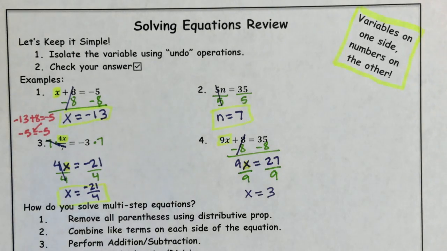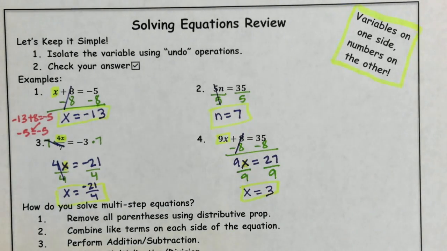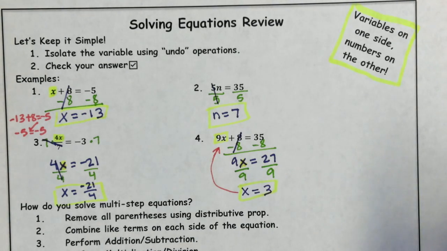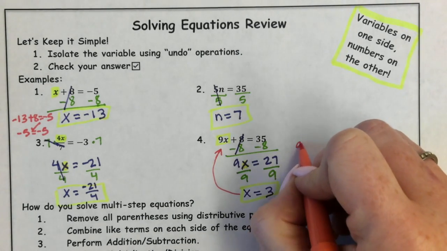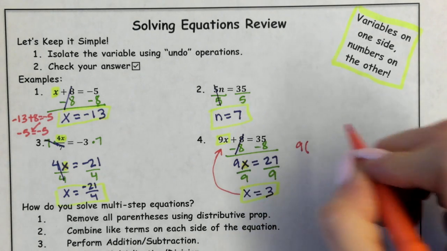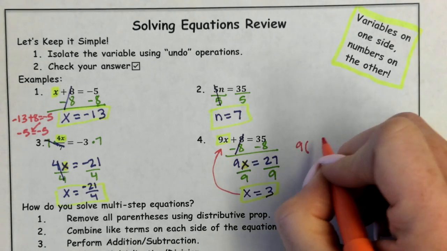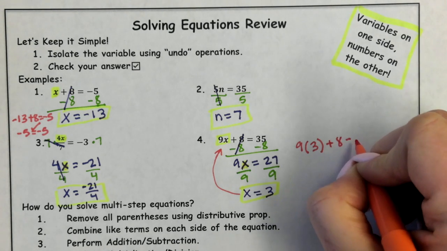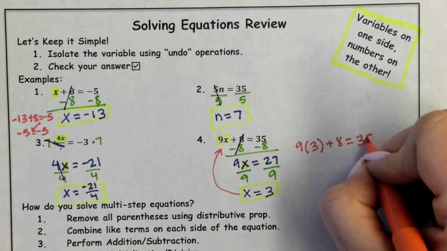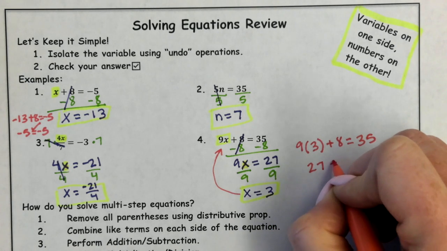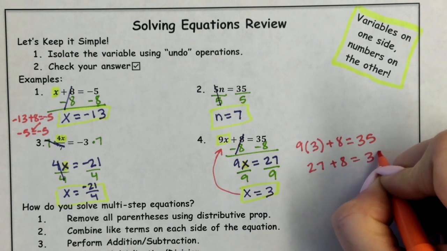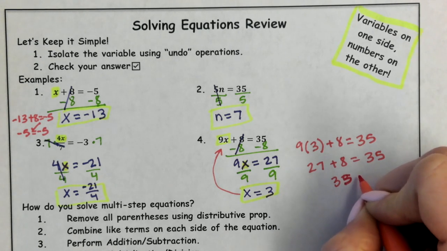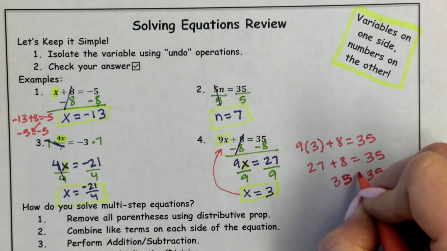So let's practice our checking skills on this one again before we move on. We're going to plug that x back into the x spot. We're going to substitute it in to check. So when we substitute, we're going to slap down parentheses and replace the variable with the number we found. 9 times 3 plus 8 equals 35. Well, 9 times 3 is 27, plus 8 equals 35. Well, 27 plus 8 is 35. Oops, 35 equals 35. Check.